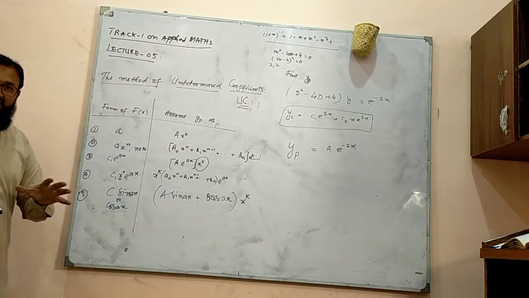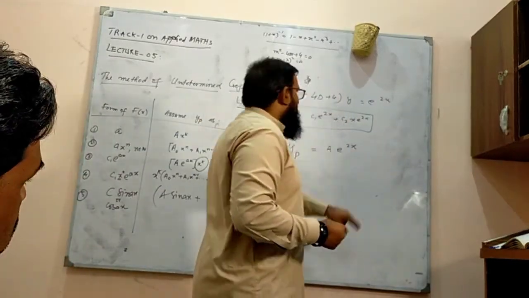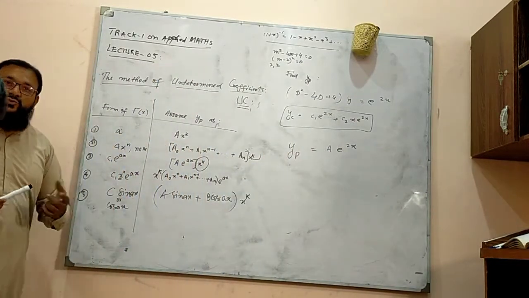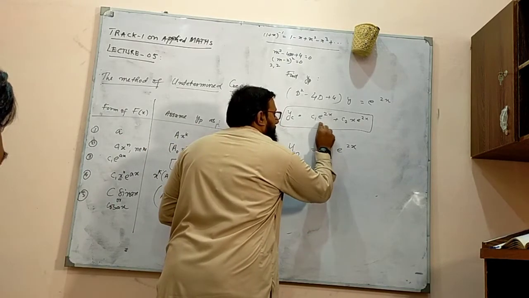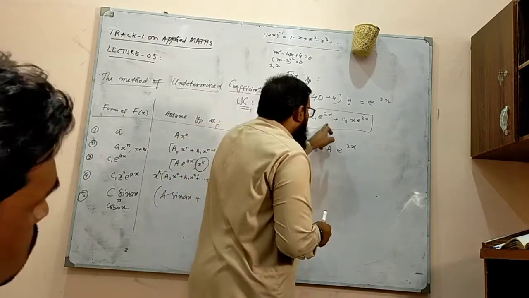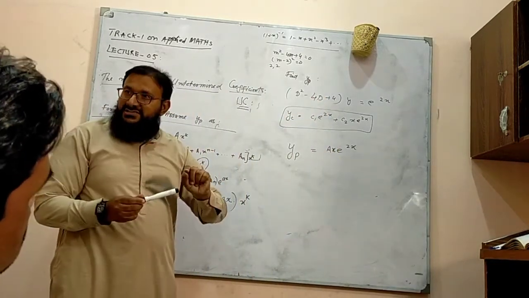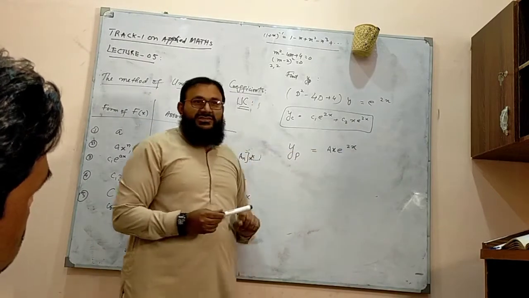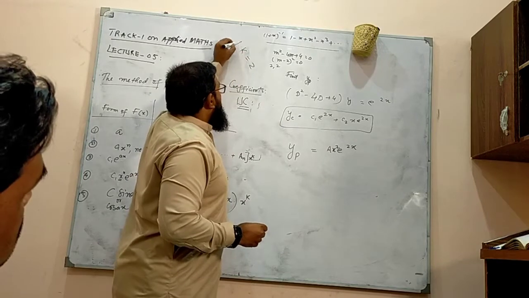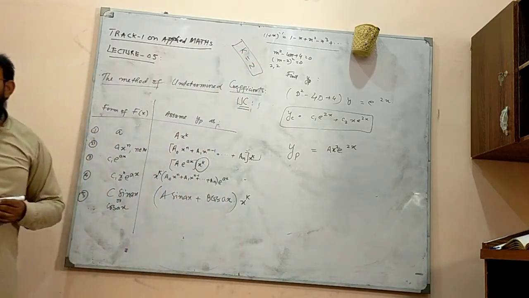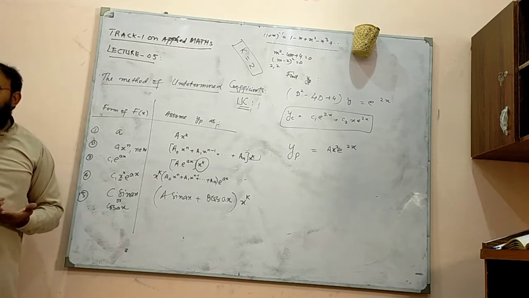If it is, then what happens? Now I am considering this to be this. Now my right hand side is e raised to 2x. This particular thing appears in your yc, so you cannot write the same as this. You have to multiply with x. But again this appears in this one. Then you have to multiply x square, so the value of k should be 2. Otherwise you won't be able to find the linearly independent solution.